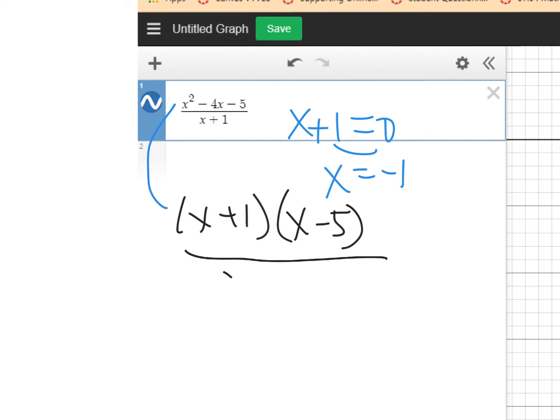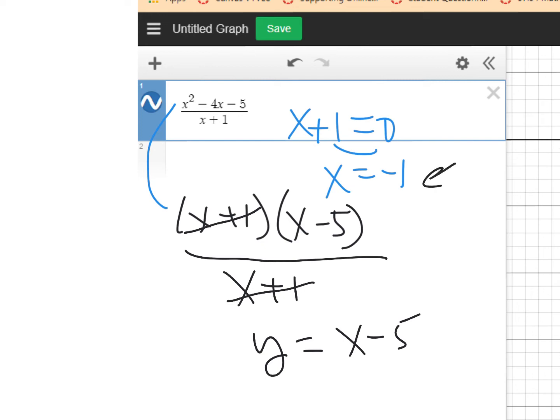And then I can see in the denominator, I've got the x plus 1. So what cancels off is that x plus 1. Now remember, we're only pretending we're canceling off. We're not really getting rid of it. But what we should be seeing is this line, y equals x minus 5. But there's going to be a hole in the graph at x equals -1, because we know that's where the discontinuity is.